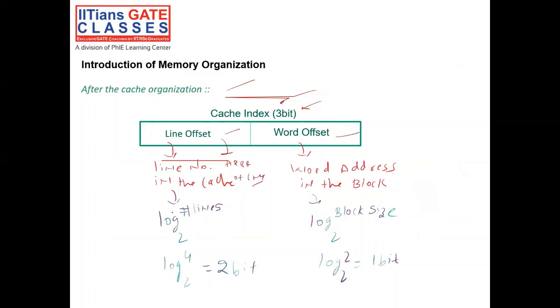For enabling the line in the cache memory, how many bits are required? You just need to find log of the number of lines in the cache memory, taking log base 2, so 2 bits are required, and you know 4 lines or 4 blocks are there in the cache memory. Similarly, the word offset is the word address in the block, or you can say the byte address in the block, because one word is 1 byte. So it is log base 2 of the block size. From this, you get how many bits are required to access the byte, right?